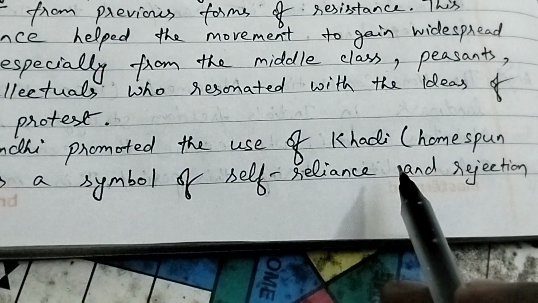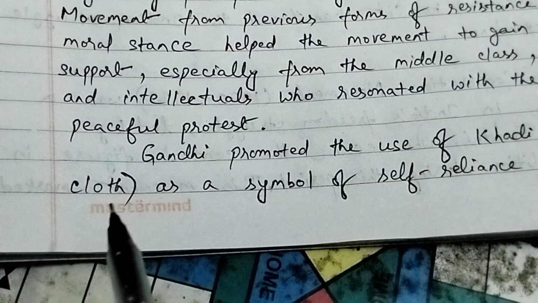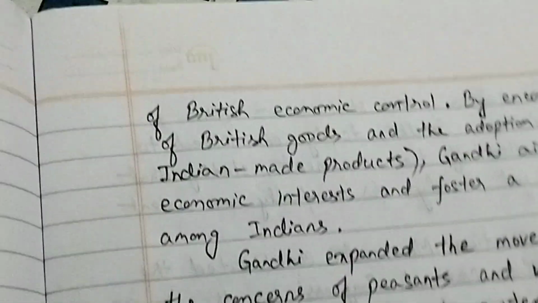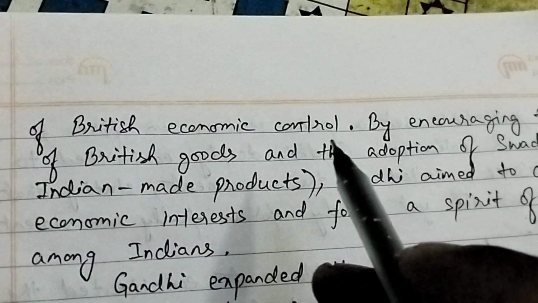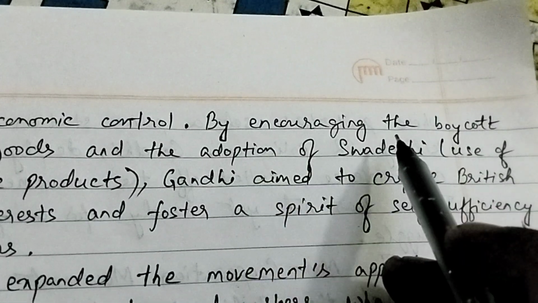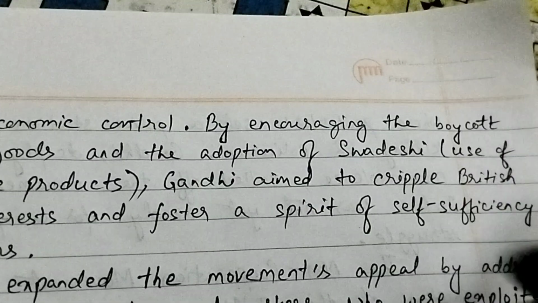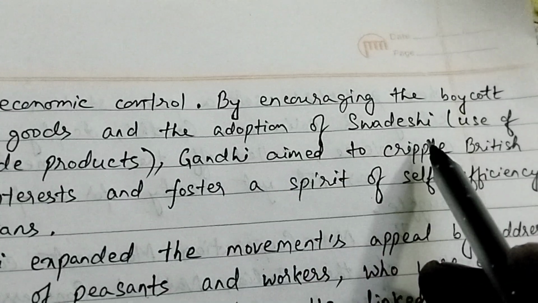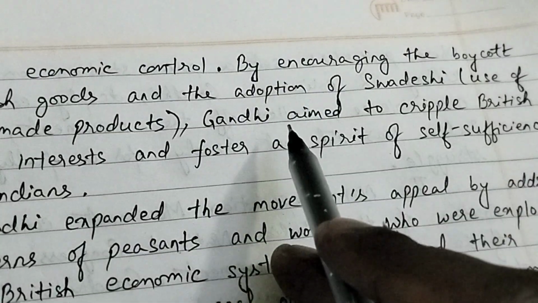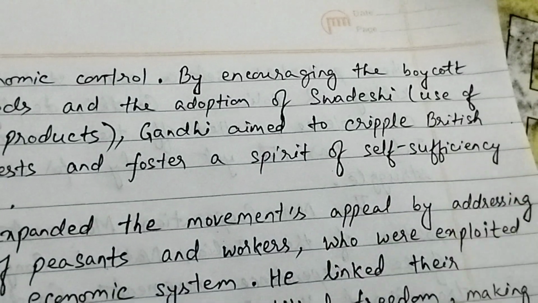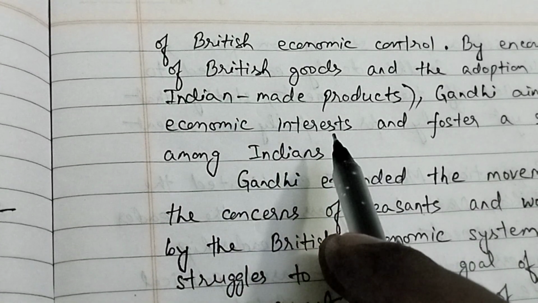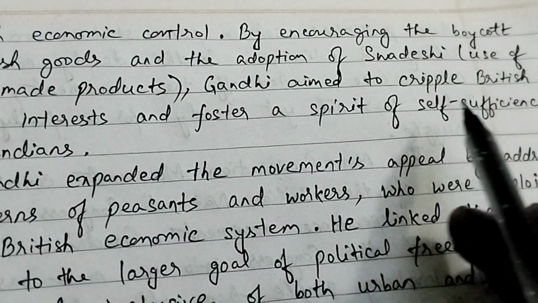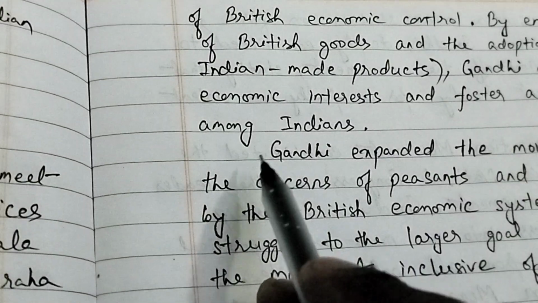Gandhi promoted the use of khadi (homespun cloth) as a symbol of self-reliance and rejection of British economic control. By encouraging the boycott of British goods and the adoption of Swadeshi (use of Indian made products), Gandhi aimed to cripple British economic interests and foster a spirit of self-sufficiency among Indians.